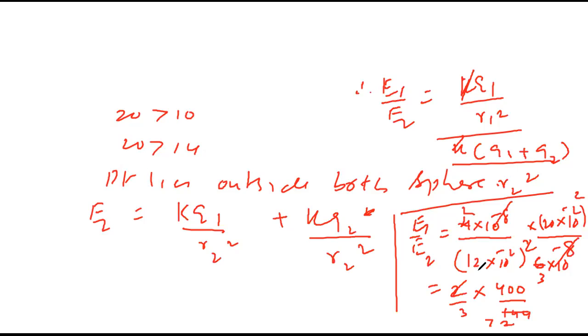So 12 square is 144, 20 square is 400. Now any possibility to cancel? Something will cancel, right? 4 into 1, 4. Remainder is 3. 4 8s are 32 into 100. 2 into 9, 2 into 50. So 50 upon 27 should be the answer. Okay? B option. Followed?